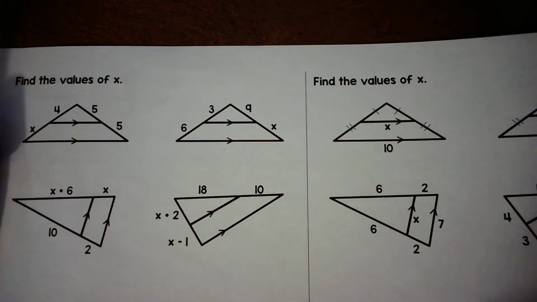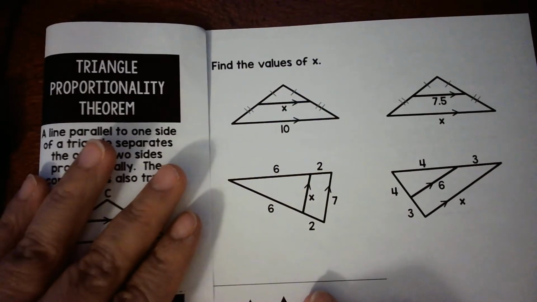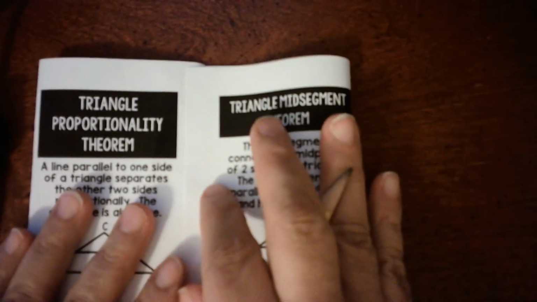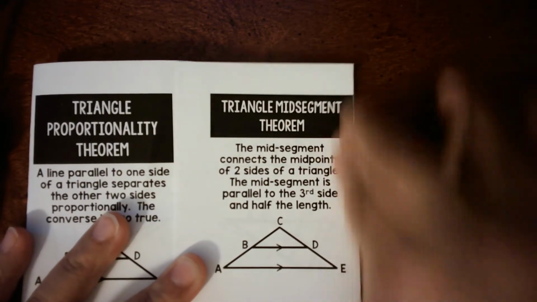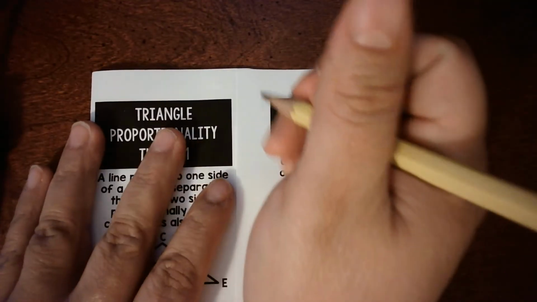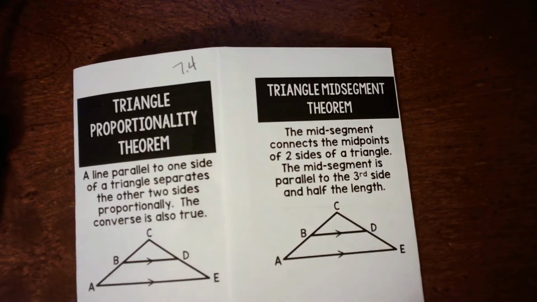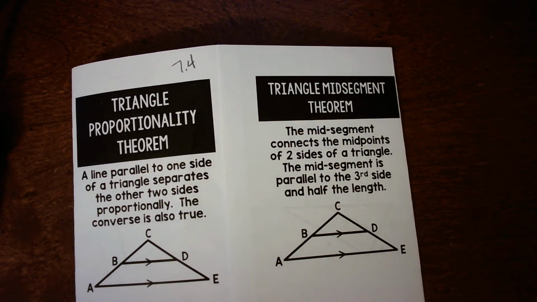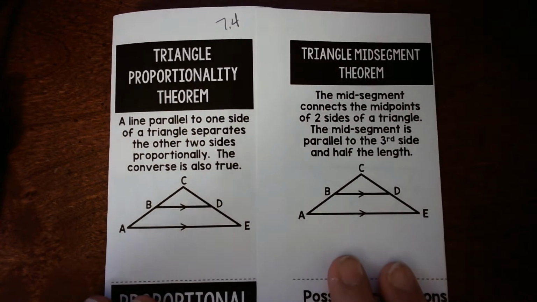This is the notes for section 7.4, and you're going to start with it like this and fold it towards the center. And what we're looking at in this section is similar parts, just like we did in section 7.3. This is 7.4. And there's a couple of things that we need to learn.